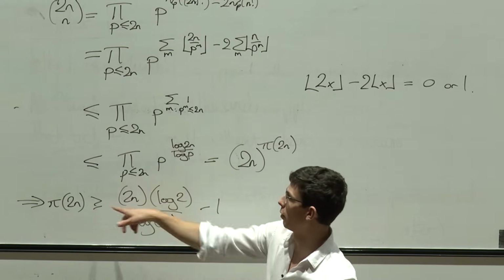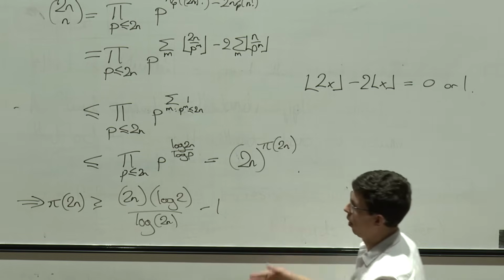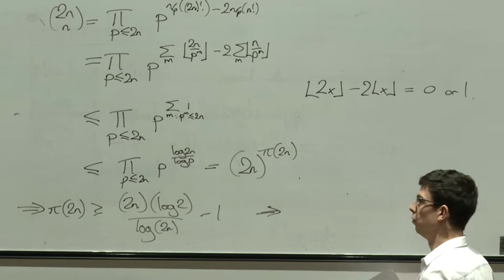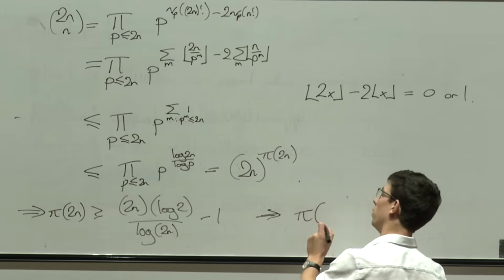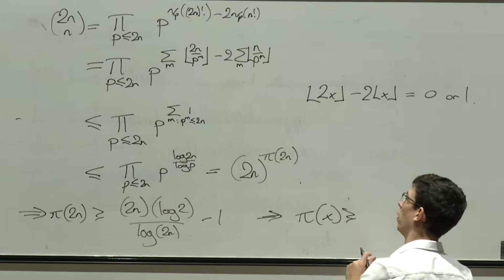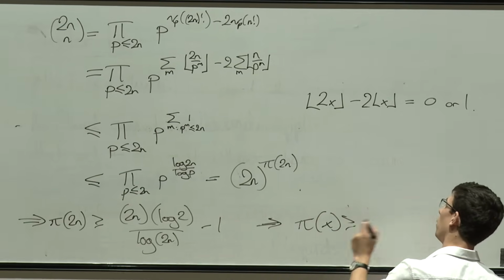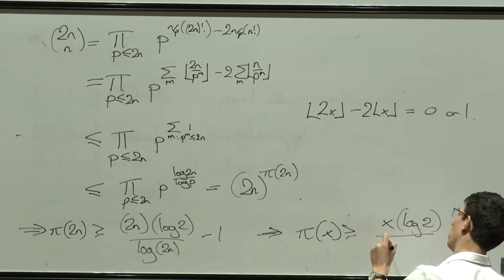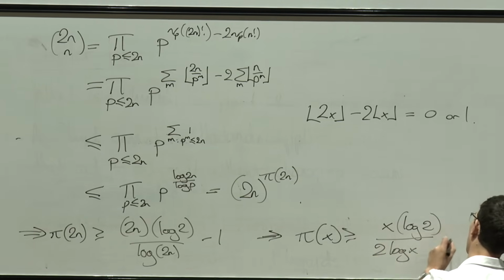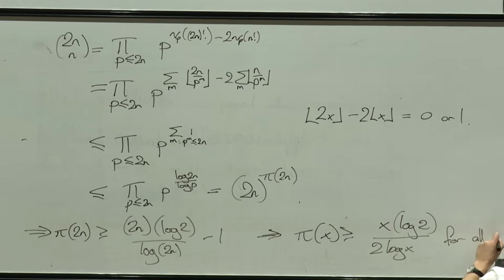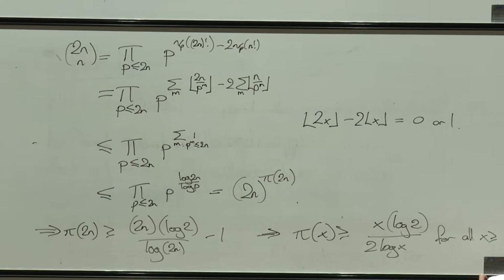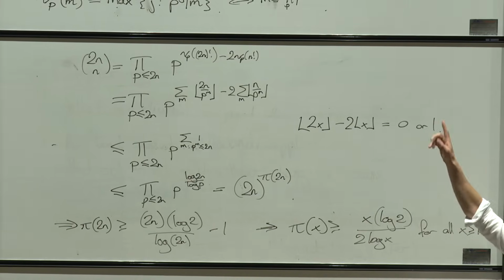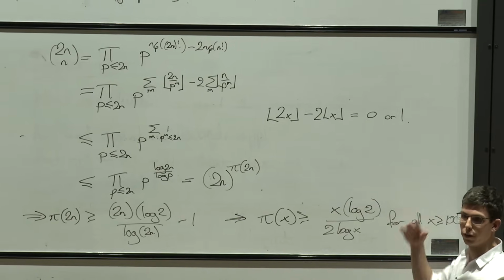And as soon as you have this inequality for any even integer n, you can similarly get the same inequality for any real number x. And so we get that pi of x is certainly bigger than or equal to x times log 2 over 2 log x, for all x sufficiently large, maybe bigger than 100. And then this inequality is trivial by taking a suitably small constant for x smaller than 100.